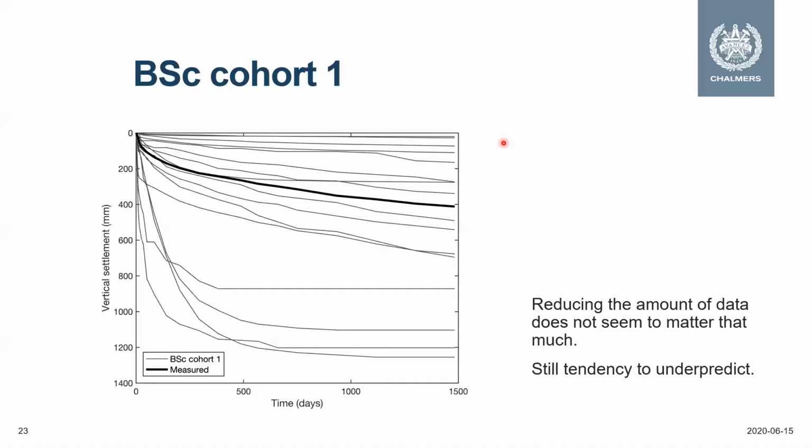With the BSc cohort, as I was explaining, we actually reduced the amount of data. And it seems that reducing the amount of data doesn't matter that much. So we still have quite a lot of results which are hovering around the measured results. But just like for the MSc students, we get quite gross over-predictions for some students, whilst quite a lot of students still have this tendency to under-predict the settlements.